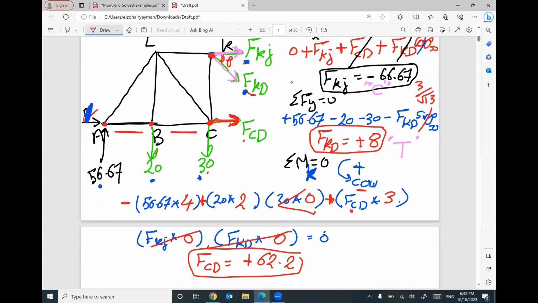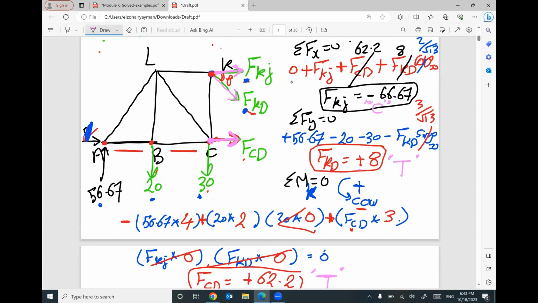The force FCD is positive. That means you assumed the correct direction. I assumed it coming out from the joint, which is positive tension. It's correct. Tension. So by the end of my solution, I can figure out the three forces in the three members, and I can identify if the member is under compression or under tension. Does that make sense? This is how to solve your truss using the section method.